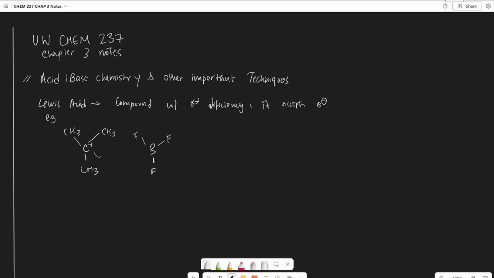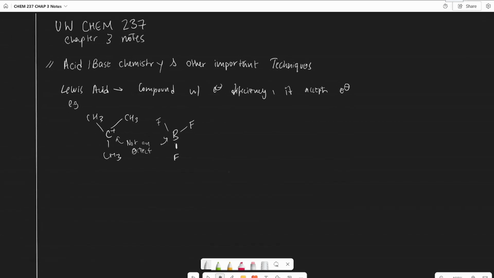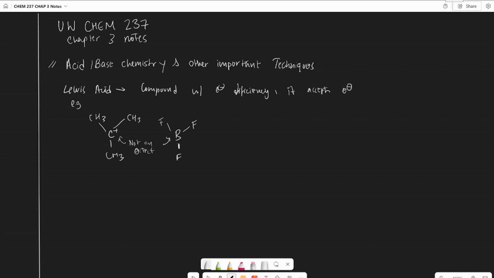You can clearly see that this carbon doesn't have an octet, neither does this boron. So these are both lacking electrons, so they really want these electrons. They're Lewis acids.